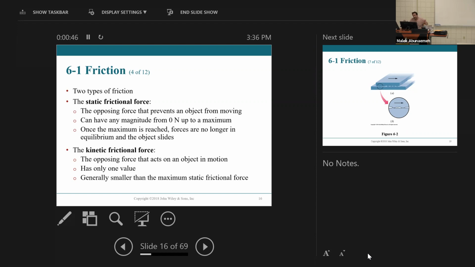When you had the video with the board, it took more force to move that board, and that's your static friction. Once it moved, the force went down. That's kinetic frictional force, which is the opposing force that acts on an object in motion, has only one value, and generally keeps on going. So it's actually smaller than your static friction.